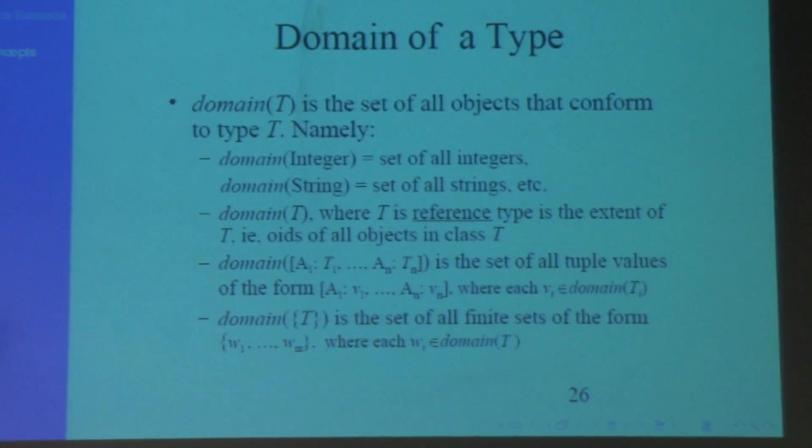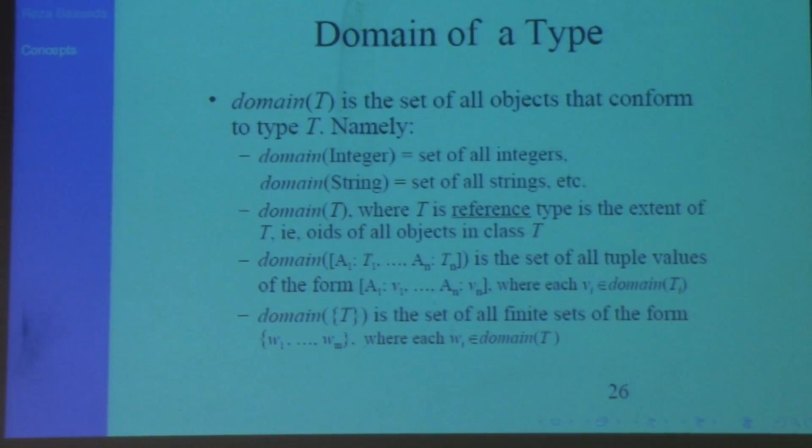In object-oriented databases, the domain of type T is the set of all the objects that can conform to the definition of that type. For example, if you have a type of a student, the first attribute is name, which is a string. The second one is a set of, for example, numbers and his grades.